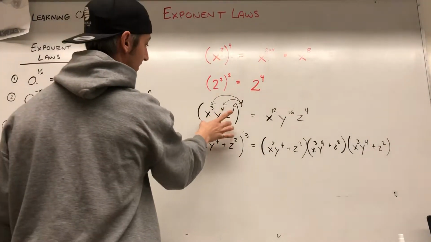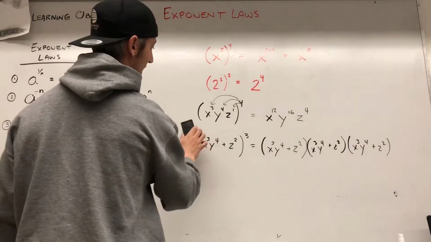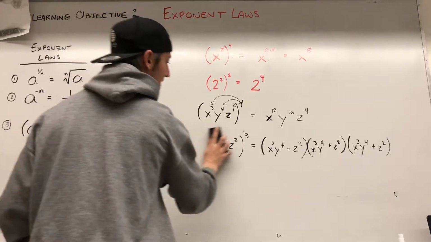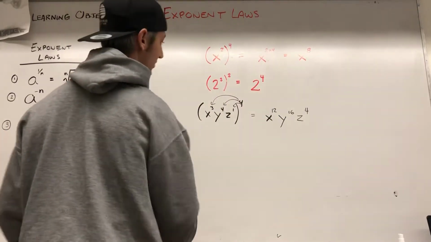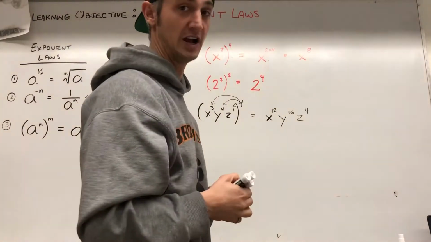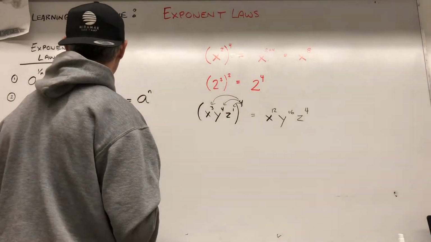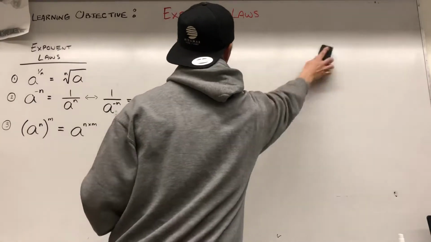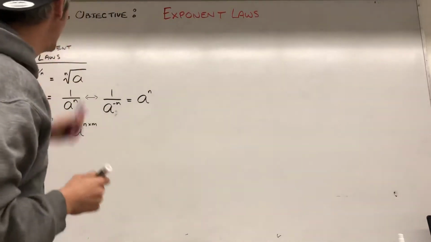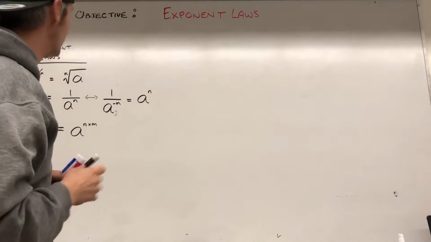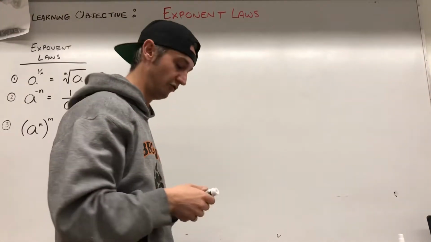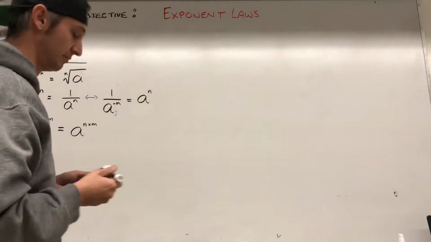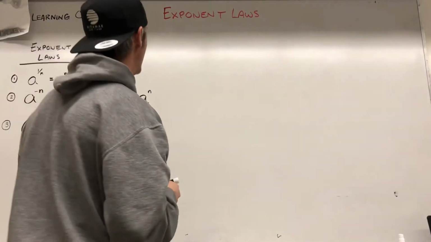So all you need to know is you can only distribute this power law when we're dealing with variables that are multiplying by each other, and there's no addition or subtraction in there to break it up. So, fairly straightforward law here. And now we can start combining these 3 laws, before we move on to the product law and the quotient law, to simplify expressions.